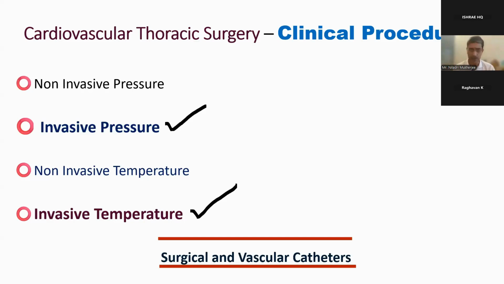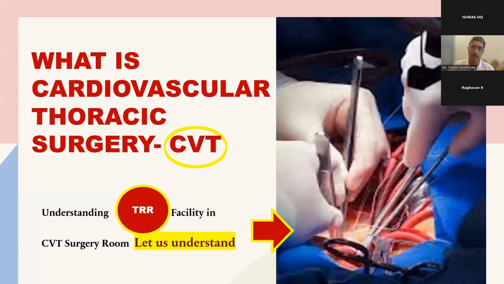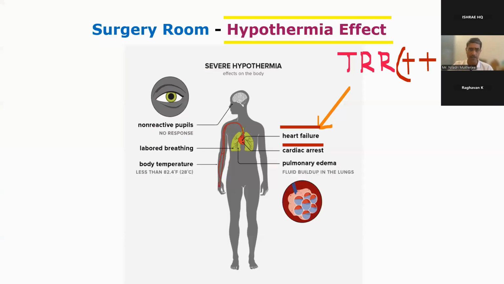Why is invasive temperature important? Slowly, let us understand this. What is cardiovascular thoracic surgery? It is called CVT. Cardio means the heart. Vascular means the vein which carries the blood. And thoracic, actually, thorax is for the lungs, this cavity. So it is the heart and lungs together. That is called CVT. Now what is TRR? Why is TRR important in case of cardiovascular surgery? It is only applicable in case of cardiovascular surgery.